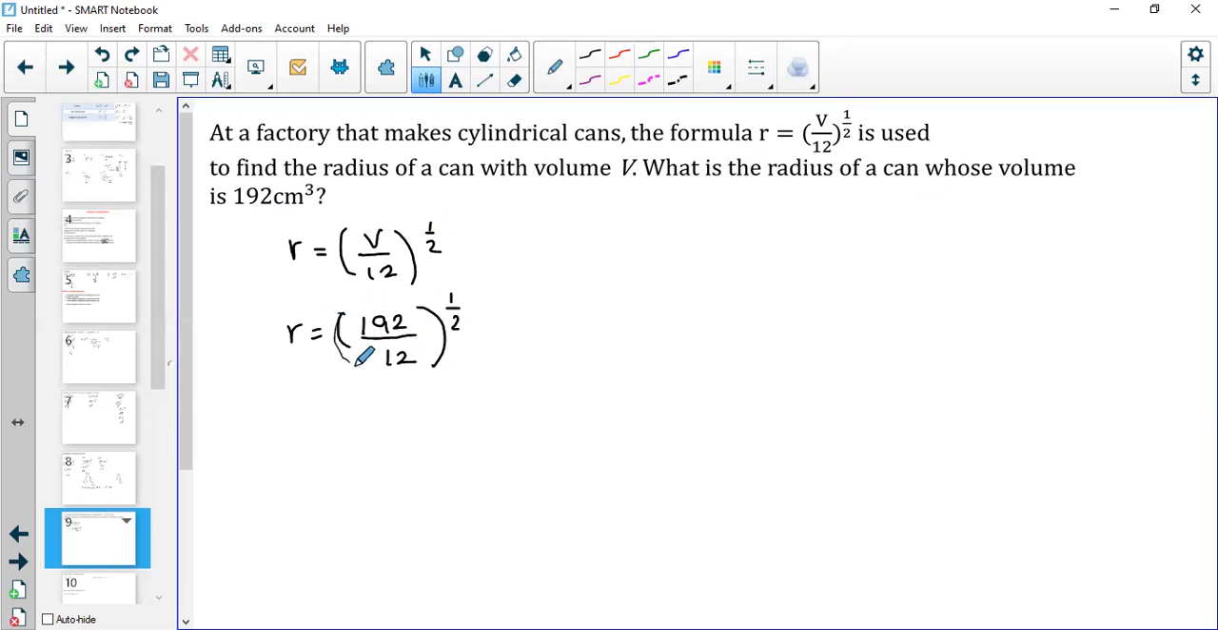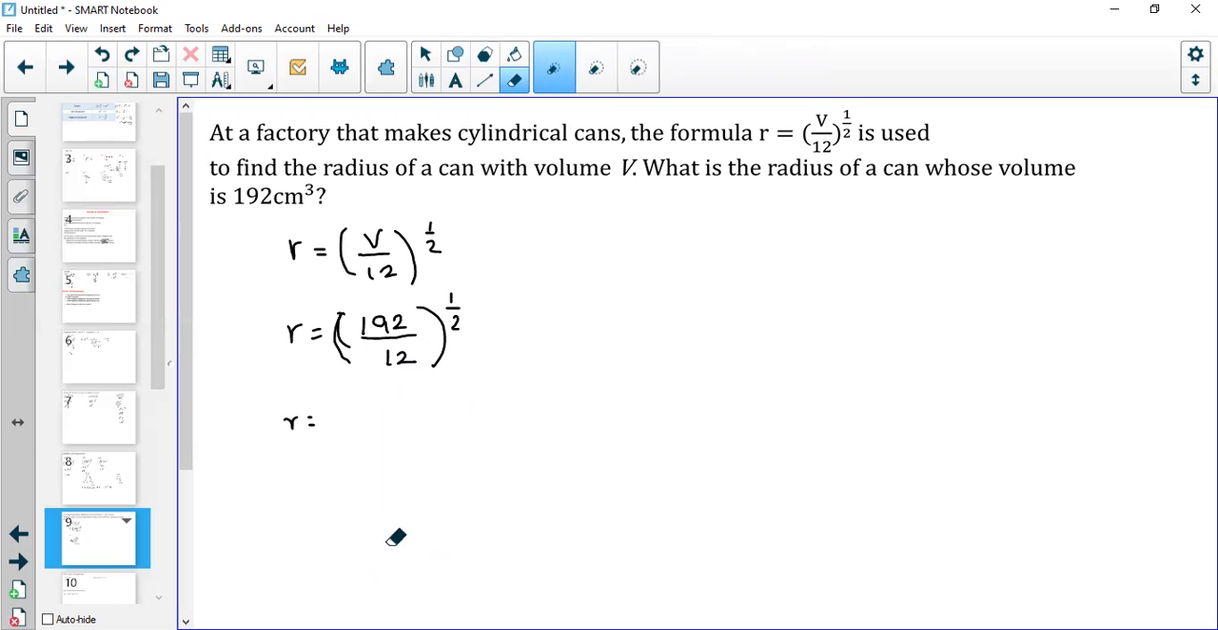So first let's solve the one inside the parenthesis. How much is 192 divided by 12? That's going to give you, how much? Is it 18? 192 divided by 12 is going to give you 16.